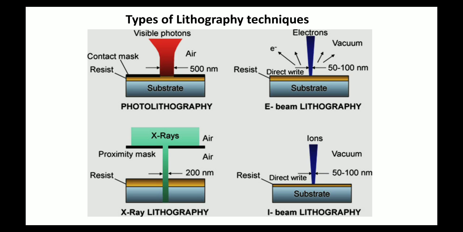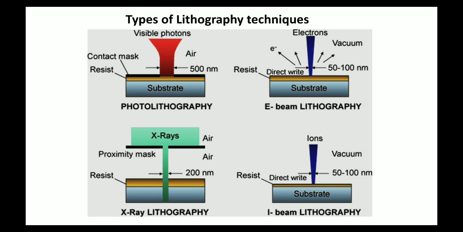The next one is X-ray lithography. Now in X-ray lithography, you can see there is a substrate, and there is a photoresist. But again, you need a mask because X-ray is illuminated to make the pattern. So what is the difference between photolithography and X-ray lithography?